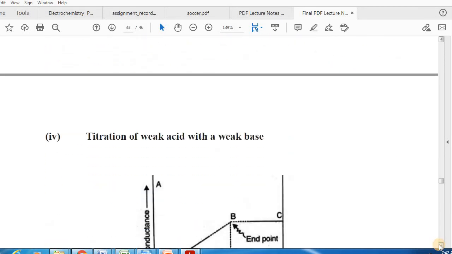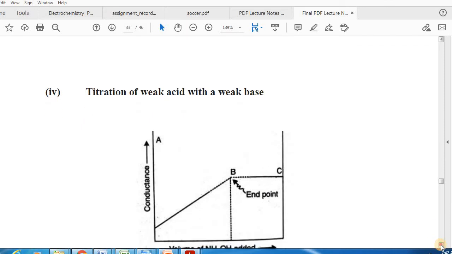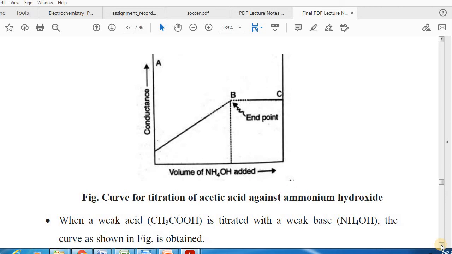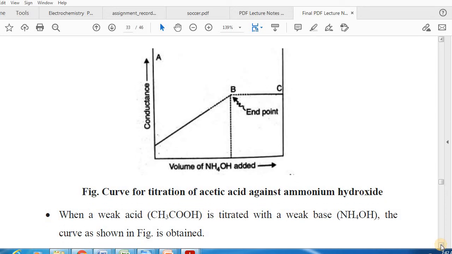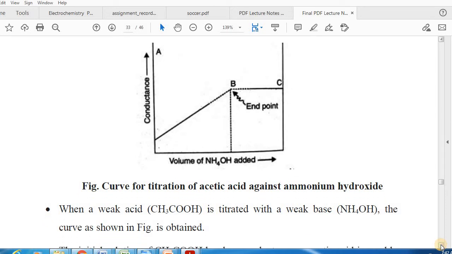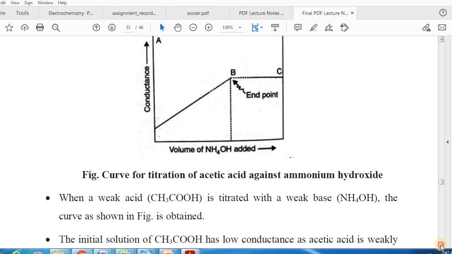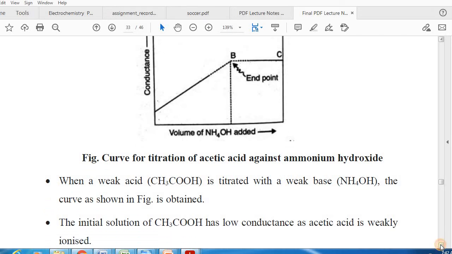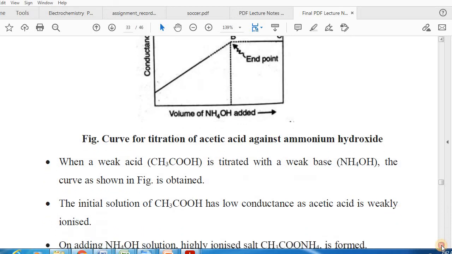The next one is the titration of a weak acid with a weak base. Here we are taking the example of the titration of acetic acid against ammonium hydroxide. The initial solution of acetic acid has low conductance as it is weakly ionized. So there is very low conductance. We can see here from the graph, initially the conductance is very low. As ammonium hydroxide is added, what happens?